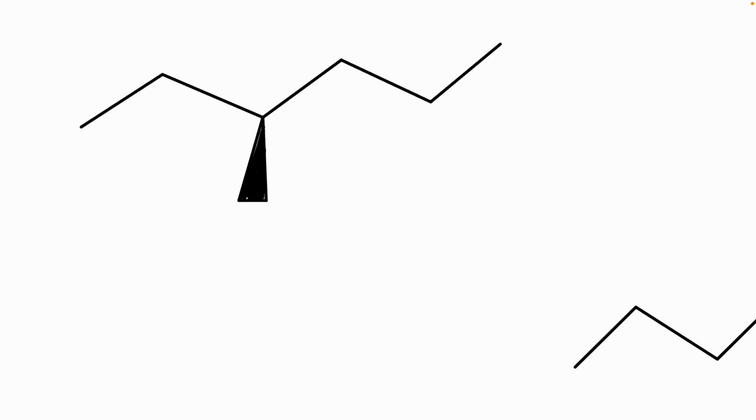All right, so let's do this one. If I was going to name this without worrying about my stereochemistry, it would be 3-methylhexane. But now I have this chiral center right here, so I can specify the exact molecule I'm looking at by including that R or S.